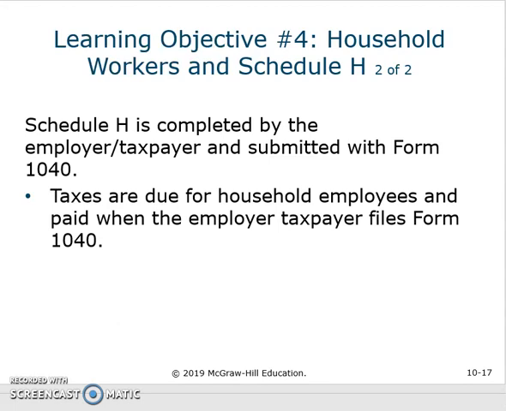The Schedule H is completed by the employer and is going to be submitted with the employer's 1040. So the Schedule H is going to be completed by the person that is employing the household worker, and that will reconcile any federal income tax, any FICA, and any FUTA taxes that are owed for that household employee.